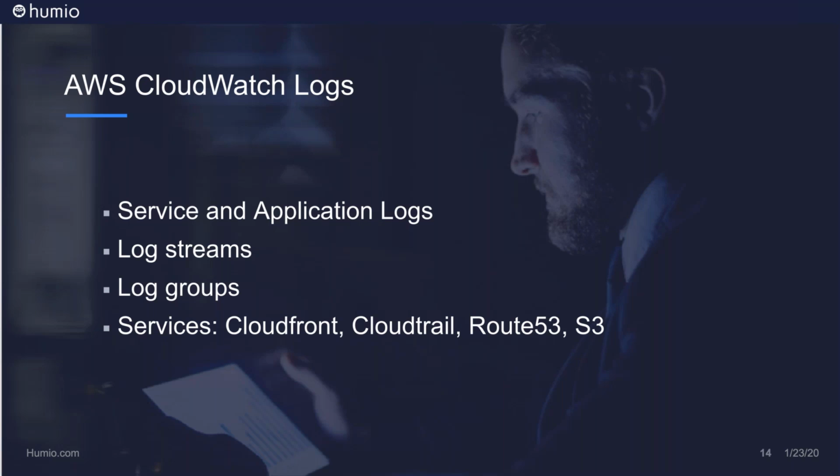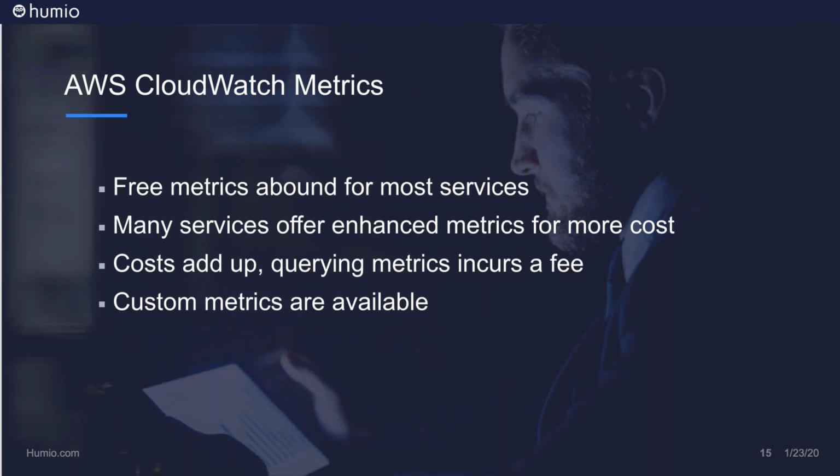Services where CloudWatch logs are important: CloudFront, CloudTrail, Route 53, S3, etc. Anything that's really not a metric, where logs provide the context for metrics at the end of the day when we talk about observability. AWS metrics: free metrics abound for most services.